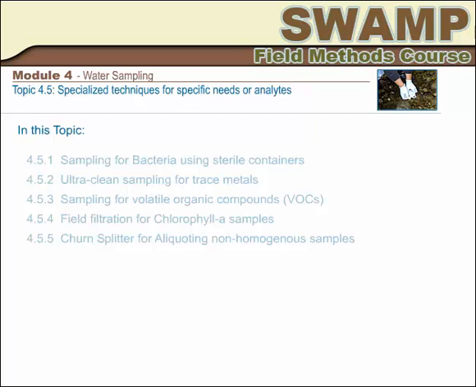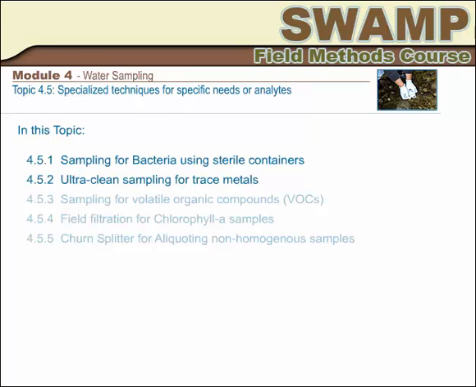In many situations, the basic water sampling methods and devices shown in previous sections must be augmented by specialized techniques. For example, when you collect water samples for pathogen bacterial indicators such as E. coli or fecal coliform, you must use a sterile container to avoid introduction of bacteria from sources other than the sampled waters. This is demonstrated in the first topic.